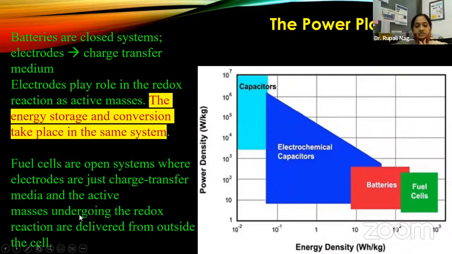Then again, the active masses are the ones which undergo the redox reactions. And as I've already mentioned, the fuels, the hydrogen and oxygen, if we talk about PEMFCs, for them the fuels are delivered from outside.